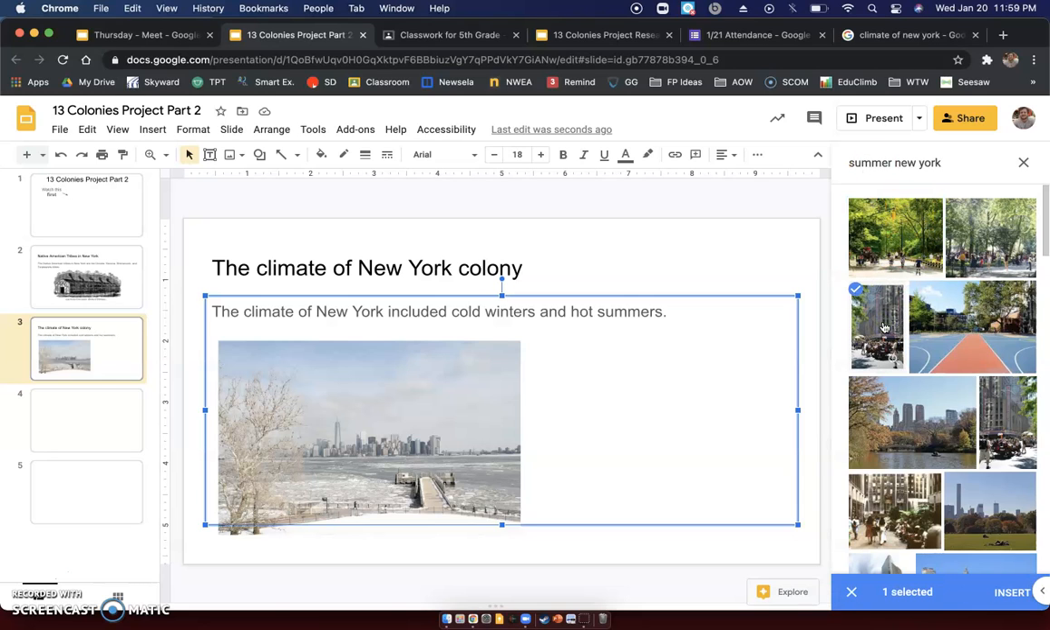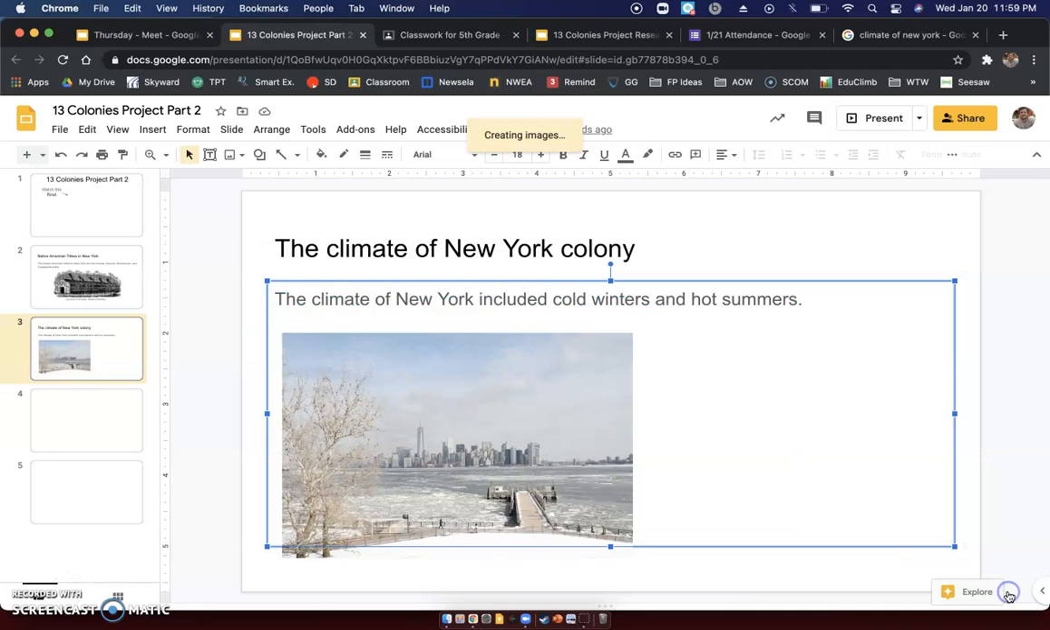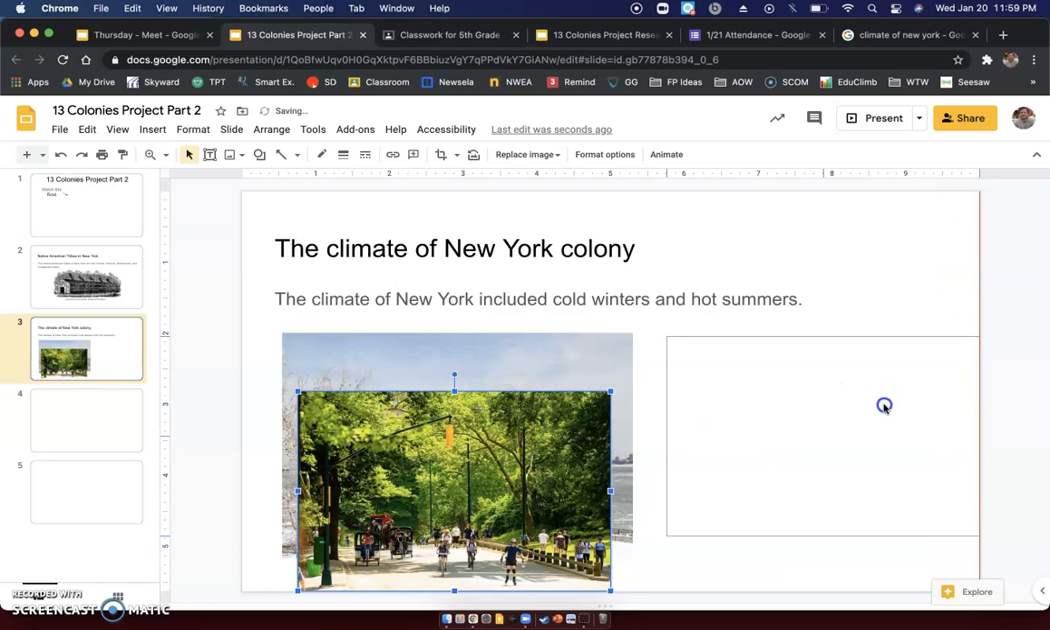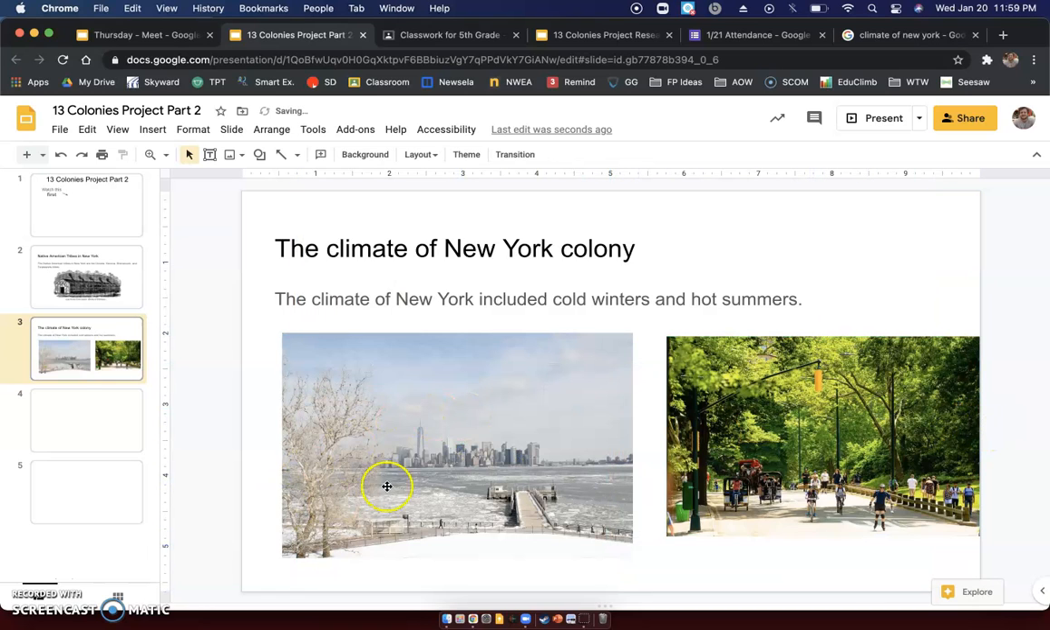Okay. Let's do this one. I like that one. This looks like it's in Central Park. Okay. You can see it's very nice in the summer. It's hot. People are in shorts. It's two very different kinds of climate there. We have cold winters, hot summers.